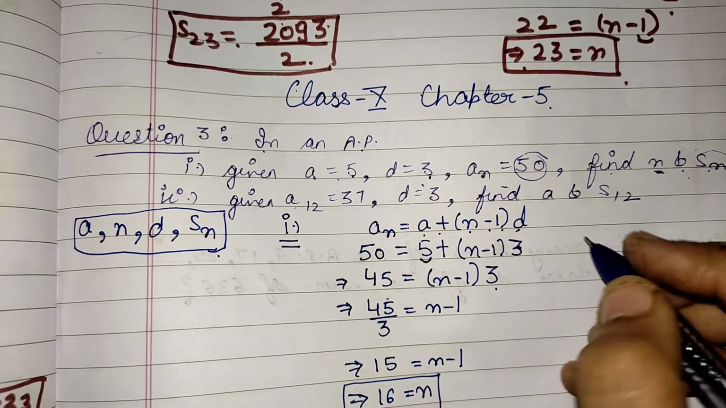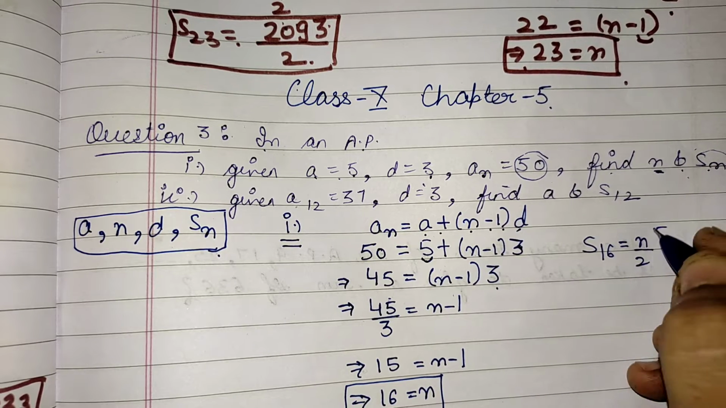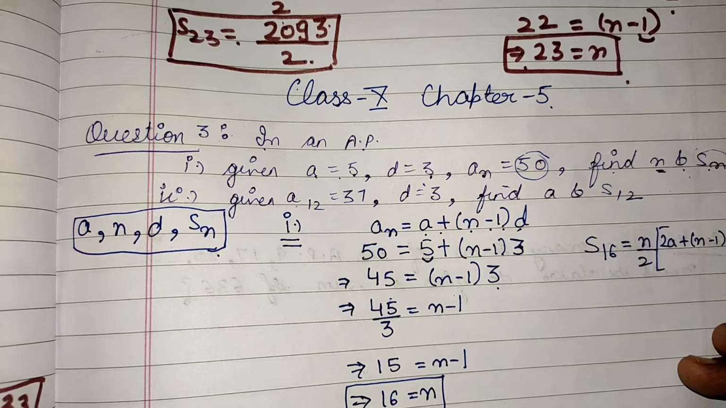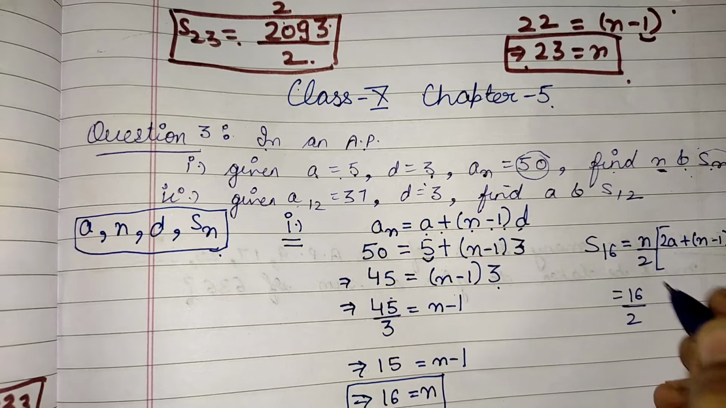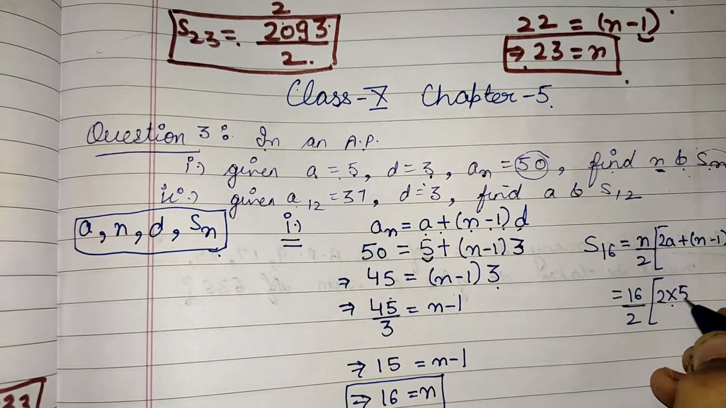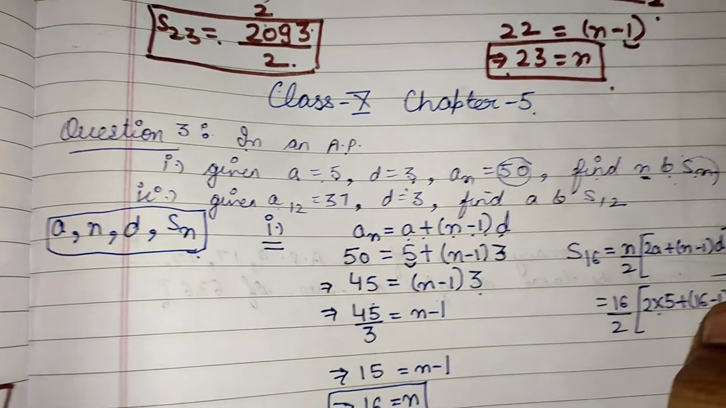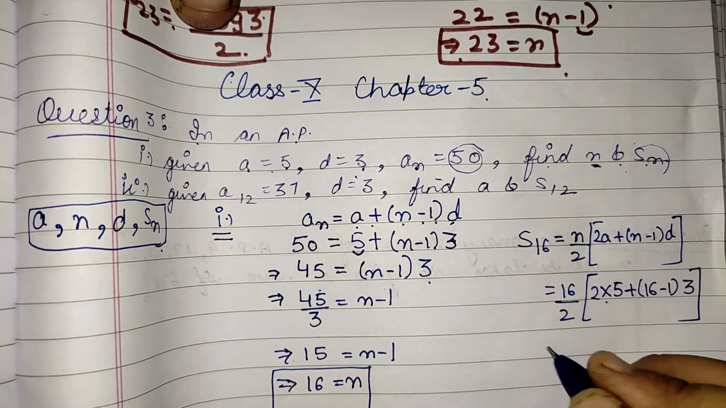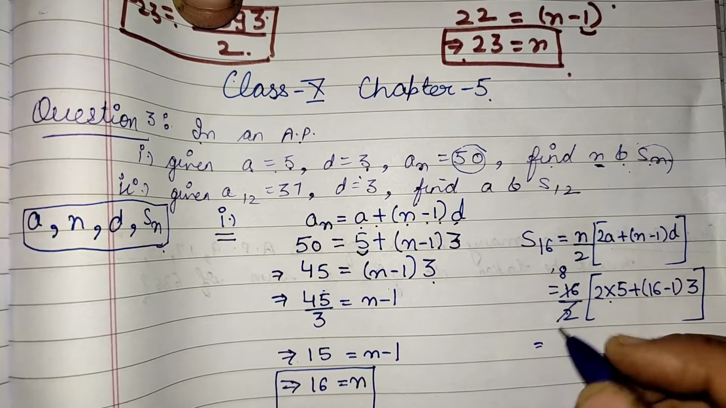Now I have to find out Sn, which means S16, which is equal to n/2 into (2a + (n - 1) × d). So n is my 16, and 2a, where a is my 5, plus n is 16, minus 1, into d, where d is my 3. So simply I am just putting in the values that are given, and it will get cancelled out.